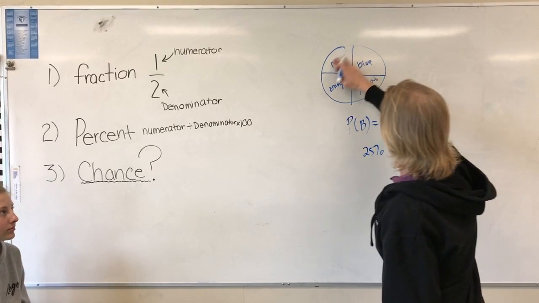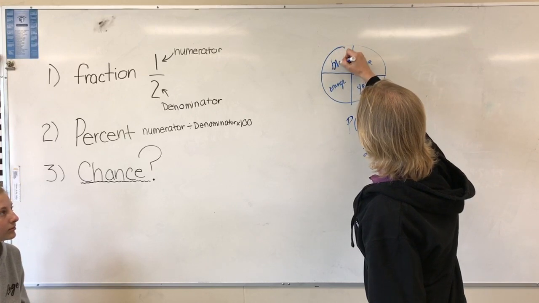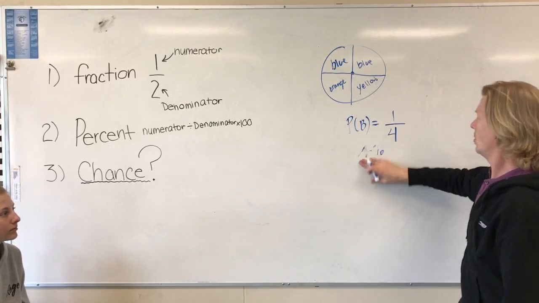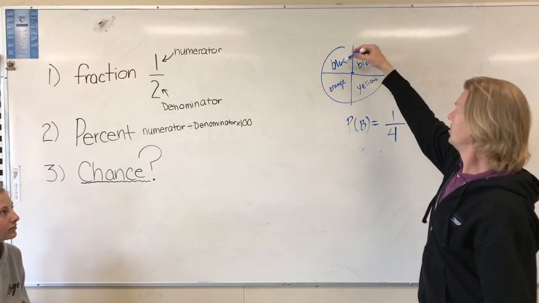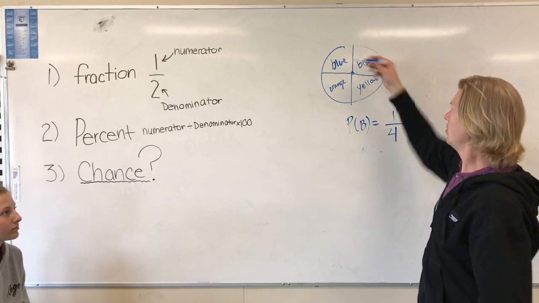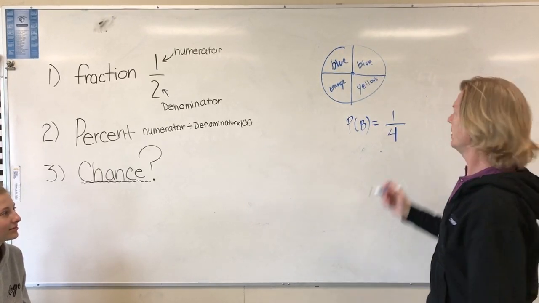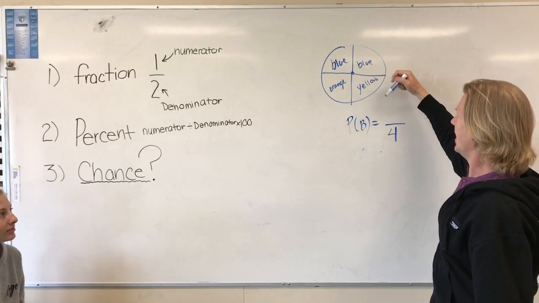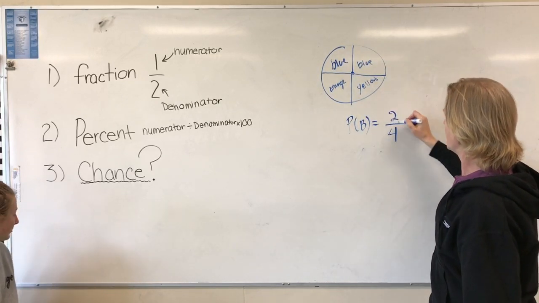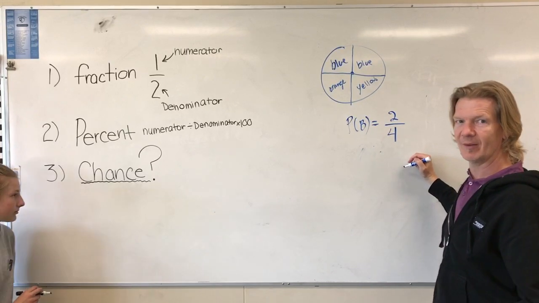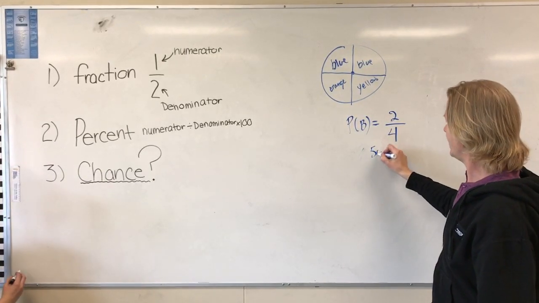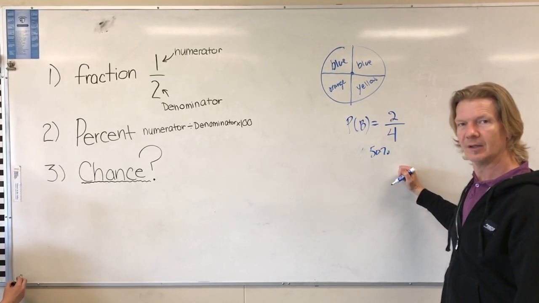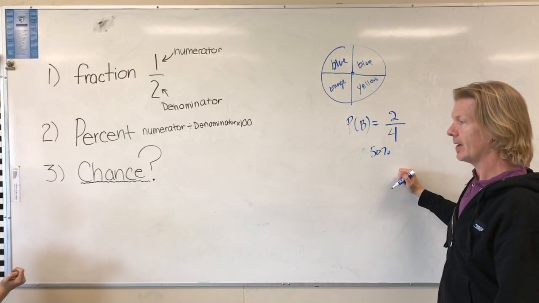What if my spinner looked like this, though? Okay? And then I said, what's the probability of blue? Well, I have blue, blue, yellow, yellow. Or blue, blue, yellow, orange. Right? Well, now, there's still 4 different outcomes, okay? But 2 of them are blue. So the probability of blue is 2 out of 4. 2 divided by 4 times 100 is now 50%, right? So that's the way you do it.